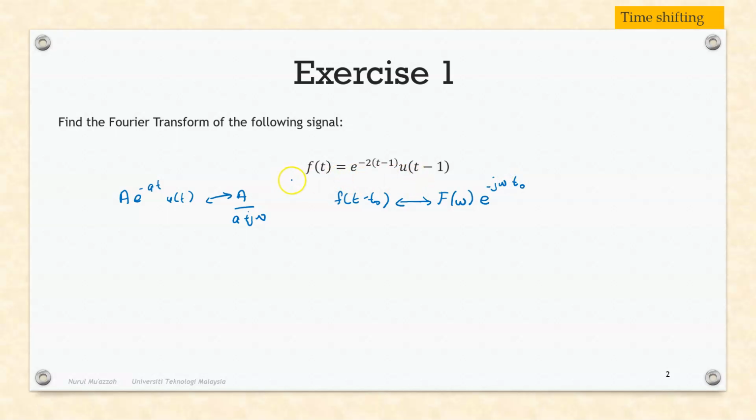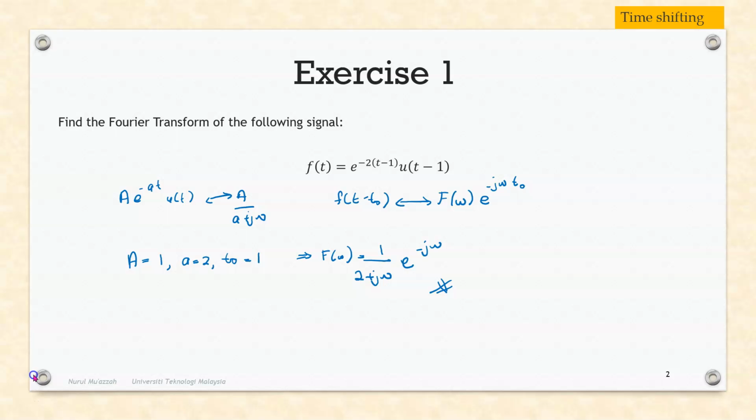So match with the equation here. Capital A is equal to 1, small a is equal to 2, and t0 here is the time shift, which is equal to 1. So from here we find that F(omega) is equal to 1 divided by 2 plus j omega, and then you multiply by e^(-j omega t0), so you just multiply by e^(-j omega). This is the answer for exercise 1, first question.